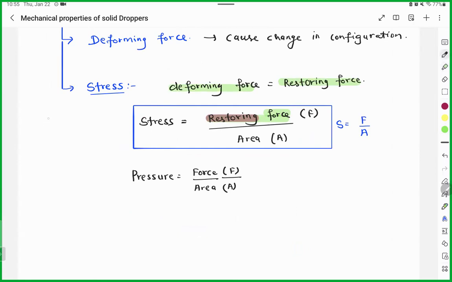Example, if you take this spring, now if you increase 1, 2, 3, 4, 5. So what you did in this case, you applied deforming force and length increased. So this force is acting outward, deforming force, acting outward. Restoring force will regain its original position, so the direction of the restoring force will be opposite. Understood?